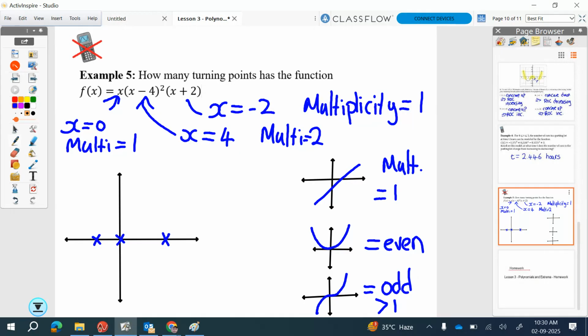So here at -2, we are going to be going through as a straight line. Here at this point, we are going to be having a bounce. Here at this point we're going straight through, and here at this point we're going to have a bounce. Now, there's 2 possible graphs to this. We're going to cover next class as to which one it will be.